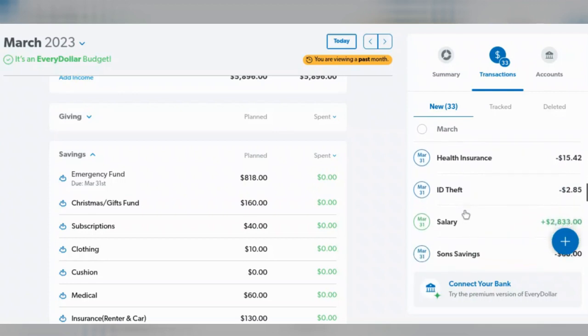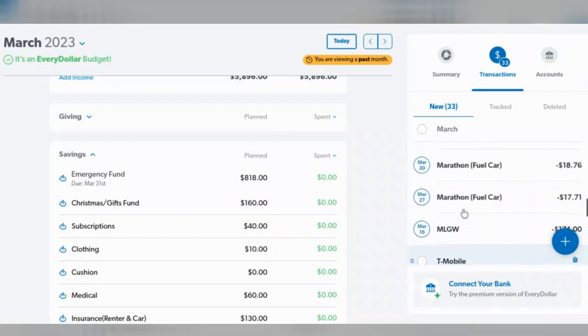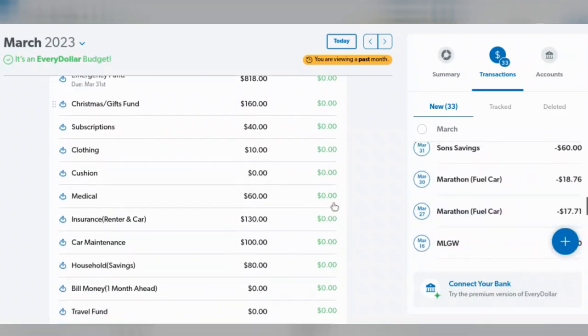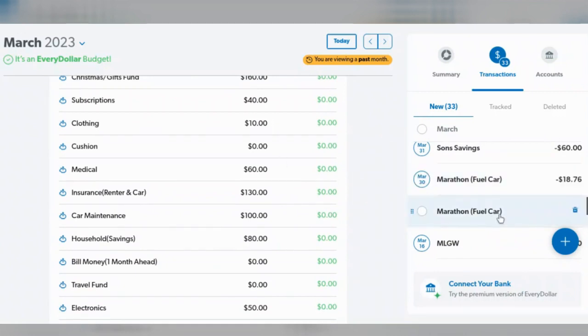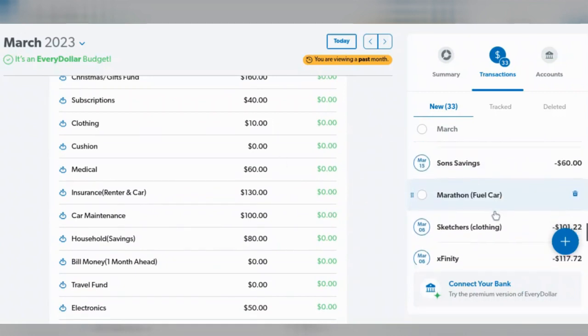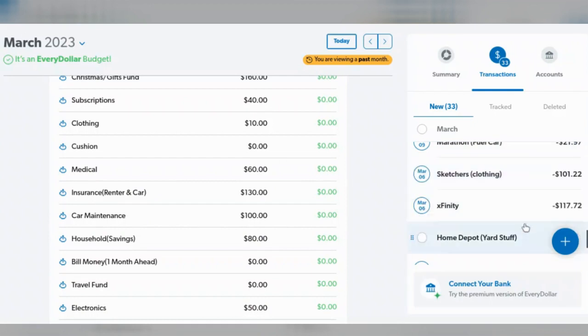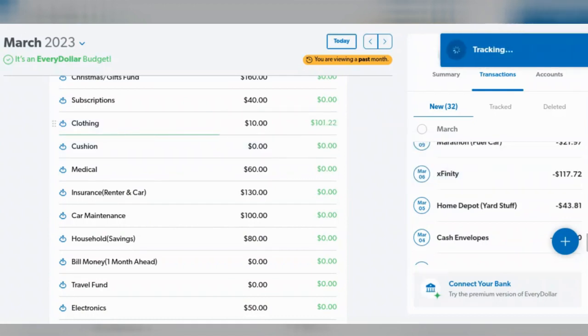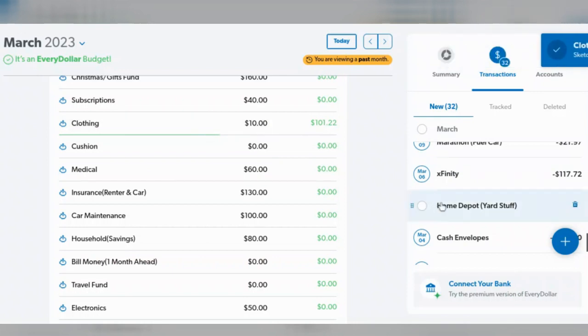So let's get down into, I think I did have some sinking funds that I actually used in the month of March. I used my clothing sinking fund. I spent $101.22. Where's the clothing? Right here. So I about spent all that up.